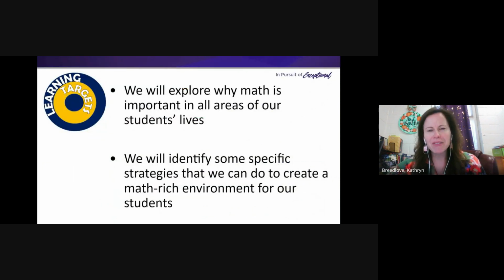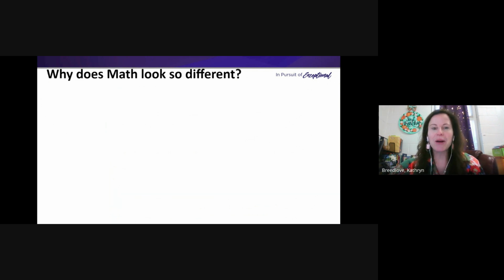We always like to have a learning target, so these are our 2 goals for today's session. First, we're going to explore why math is important in all areas of our students' lives. And we're going to identify some specific strategies that can be done in the home to create a math-rich environment for our students. Okay, so I want us to look at some of these classrooms.